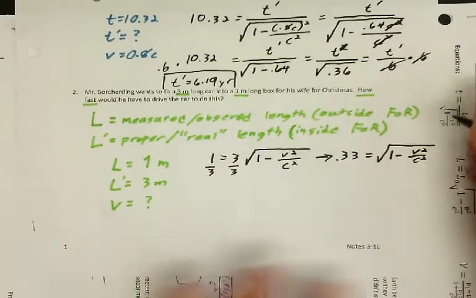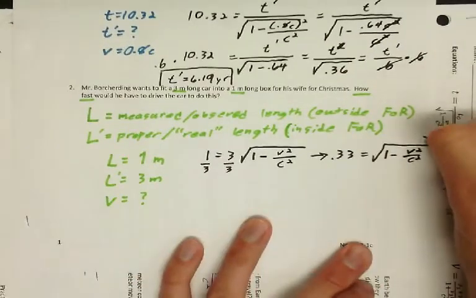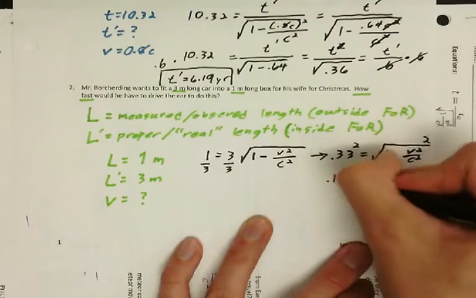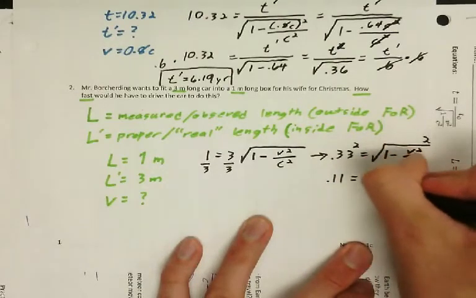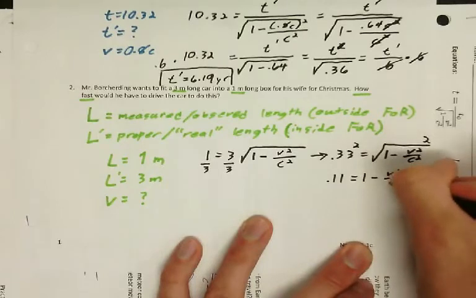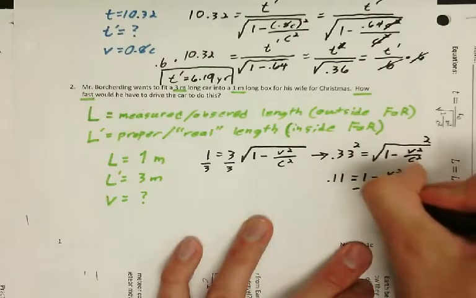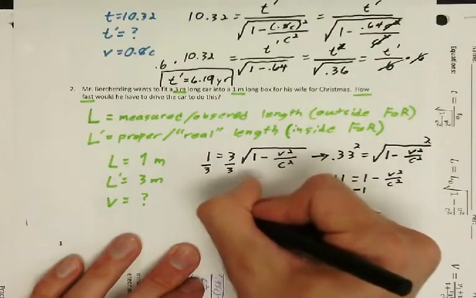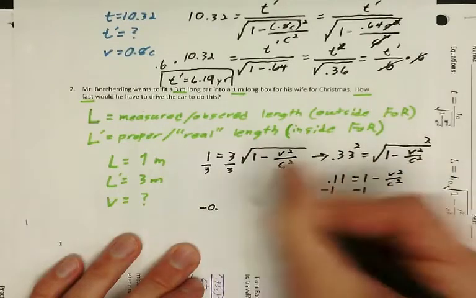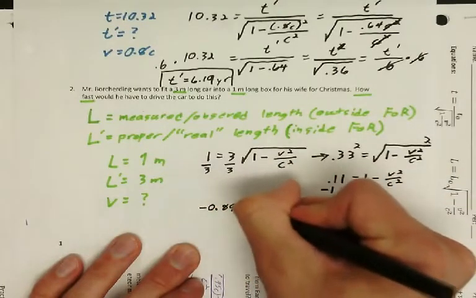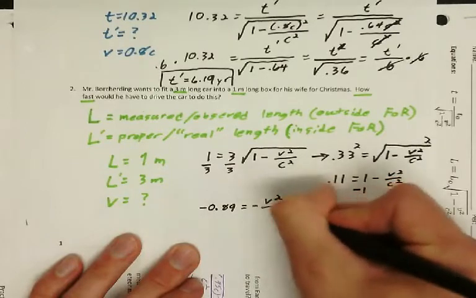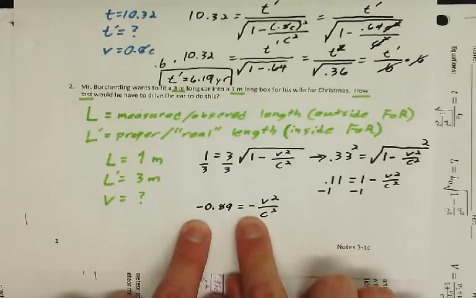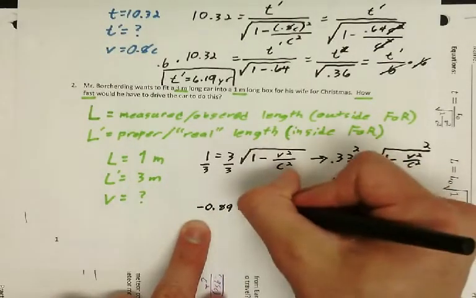I need to get rid of this square root business. So I'm going to square both sides. When I square 0.33 repeating, I get 0.11 repeating equals 1 minus v squared over c squared. I'm going to subtract 1 from both sides. So that gets me negative 0.89 equals negative v squared over c squared. Anytime you got negatives on both sides of the equal sign, they cancel. So divide by negative 1, so the negatives go away.